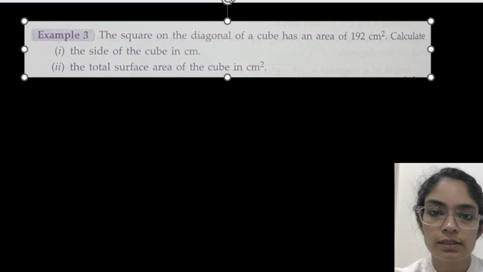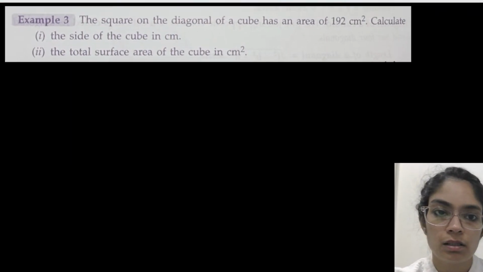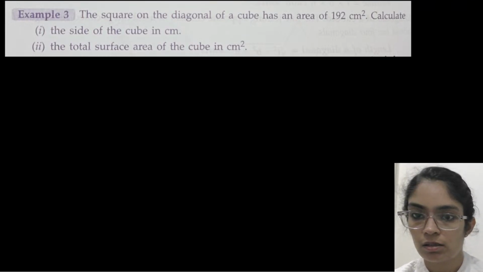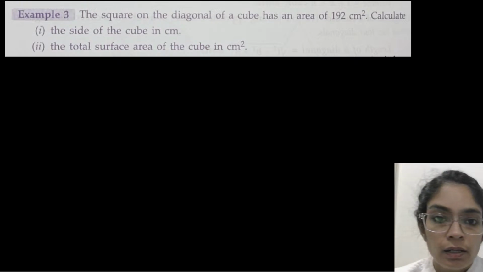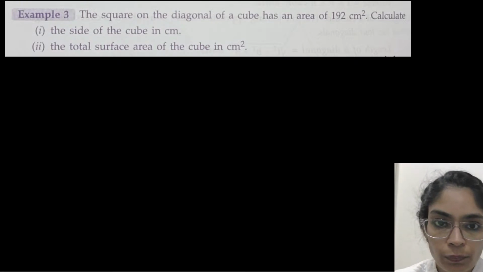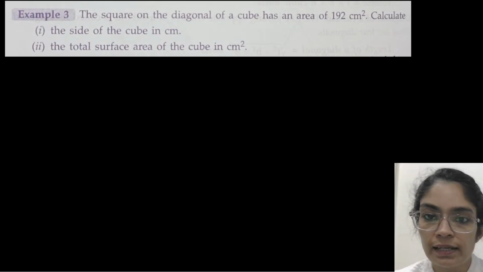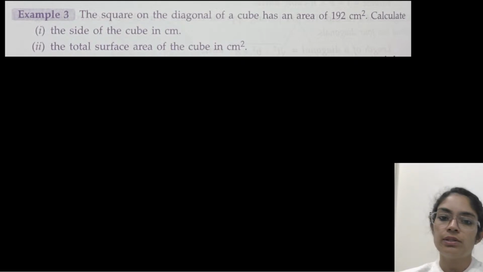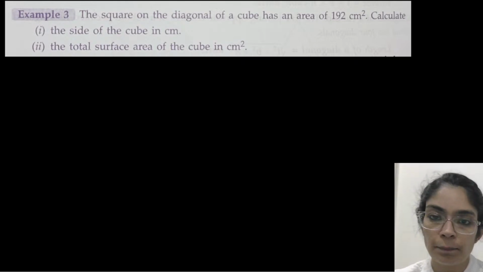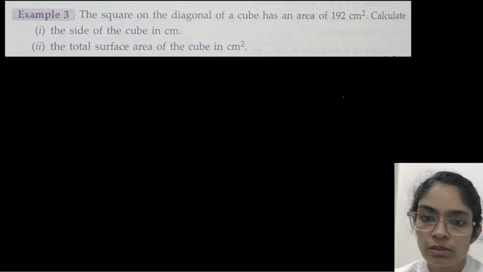Third question you can see on my screen. The square on the diagonal of a cube has an area of 192 centimeter square. Calculate the side of the cube and the total surface area. So this question is a little different compared to the previous two questions. First of all, let's understand what is given to us.